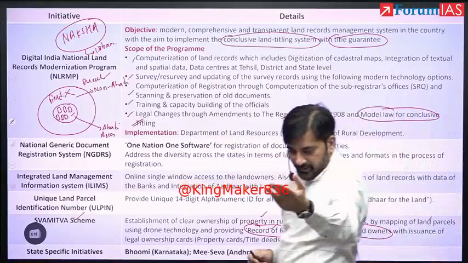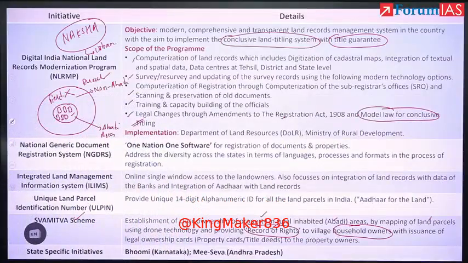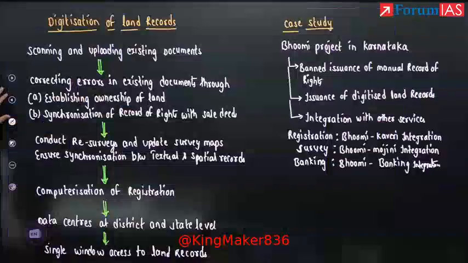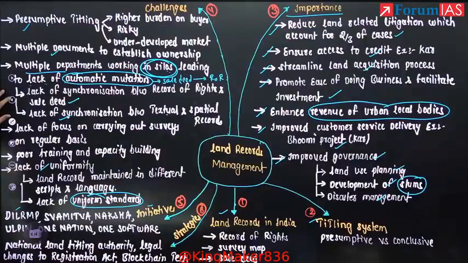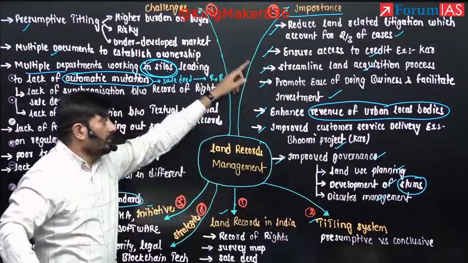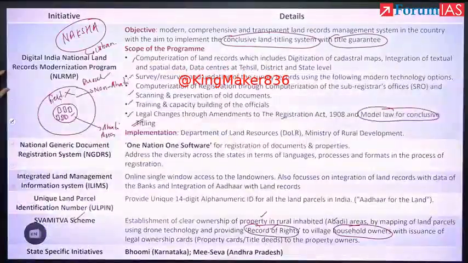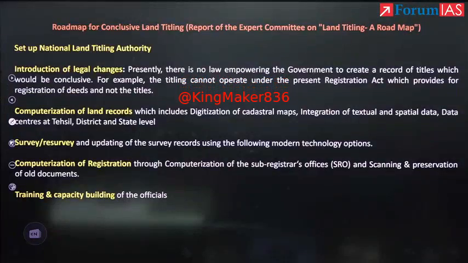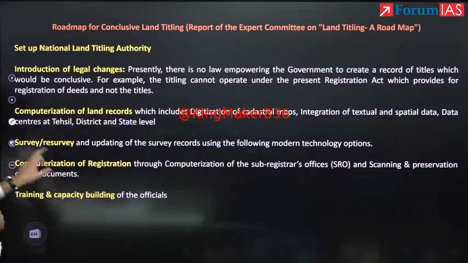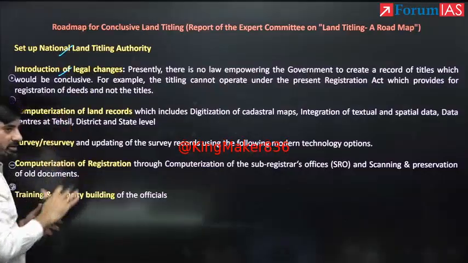So, just look at the initiatives that you have, sorry, the list of topics. One is, what is the meaning of land records. Second one is titling, importance, then challenges, initiatives, and the strategies. Just look at this one and this one. Other things are very generic.